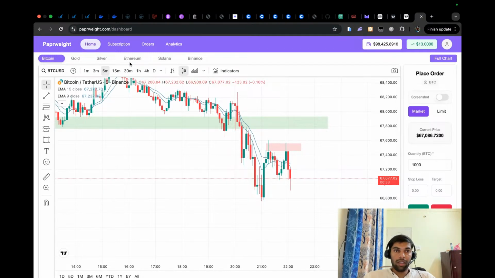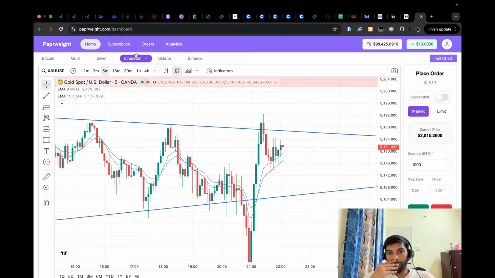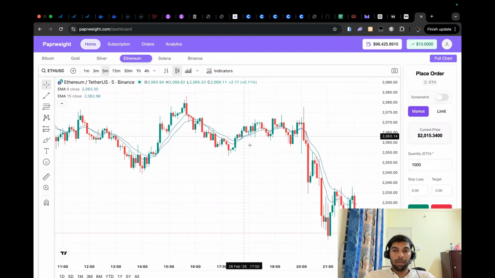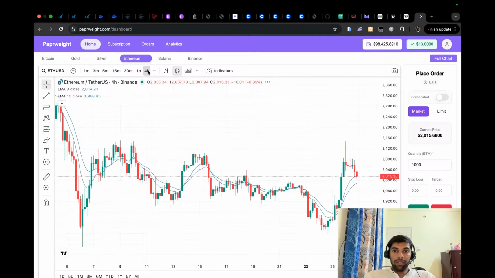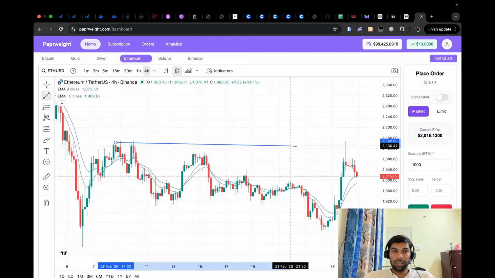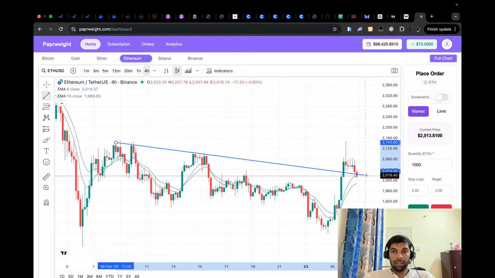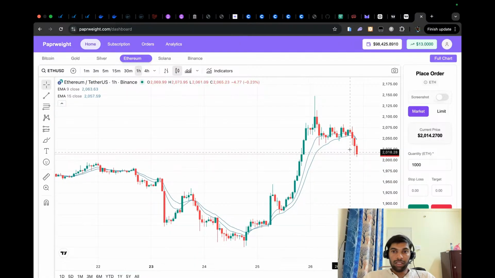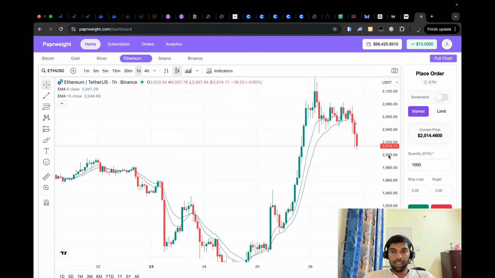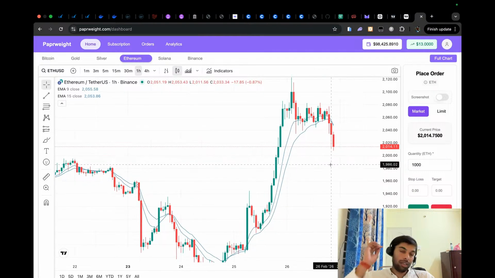What is happening at Ethereum? Let's see what is happening at Ethereum as well. Ethereum at 4 hour, okay. At the 4 hour time frame, it is at EMA, but you can also see that this is a rejection area in Ethereum as well. Let's delete it because this will confuse us. But at the 1 hour time frame, you can see Ethereum is at an extremely selling zone.